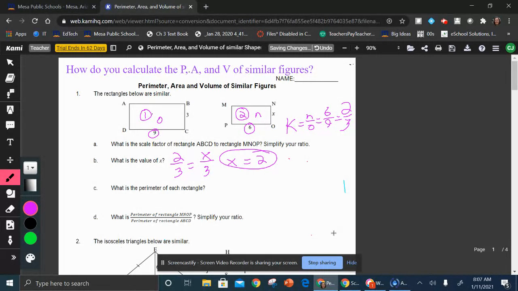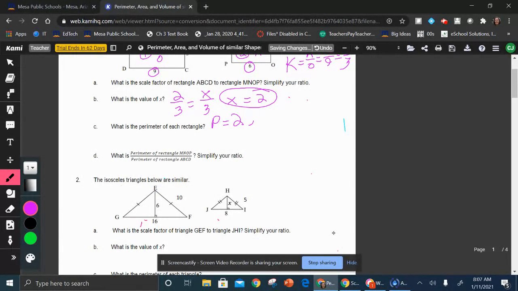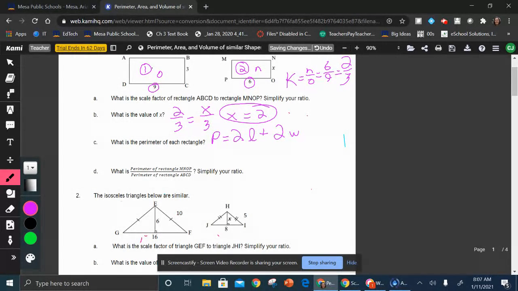Okay. Perimeter of each rectangle. So perimeter for rectangles, everybody, is going to be 2 times the length plus 2 times the width. Okay, so we're going to use that. So this is going to be our length, this is our width. This is our length for the second one, and this is our width for the second one, which we got is 2.